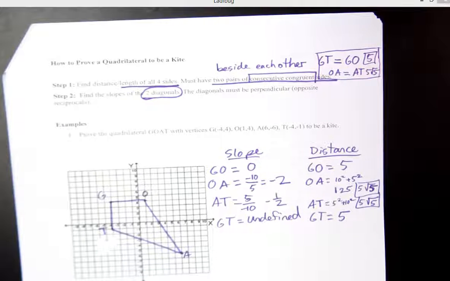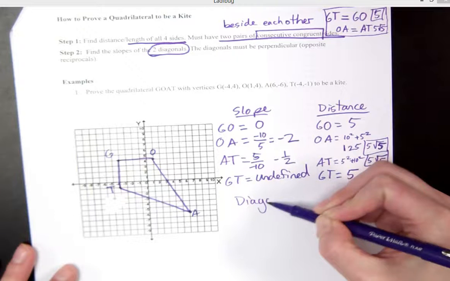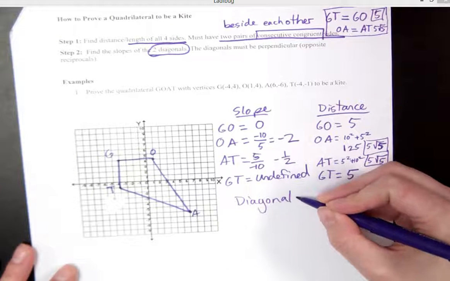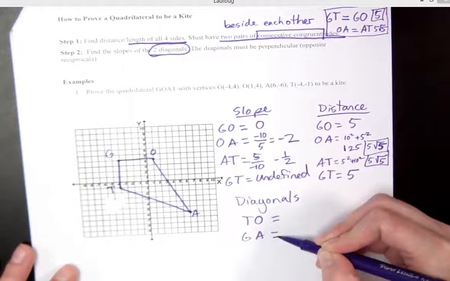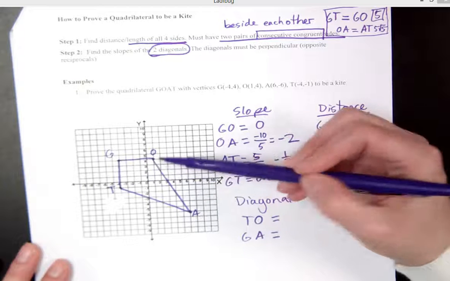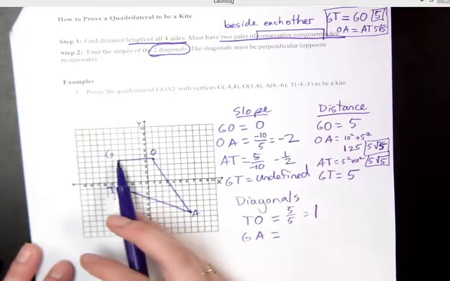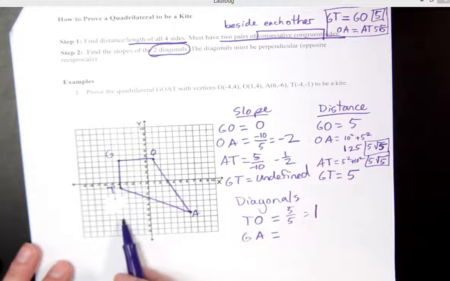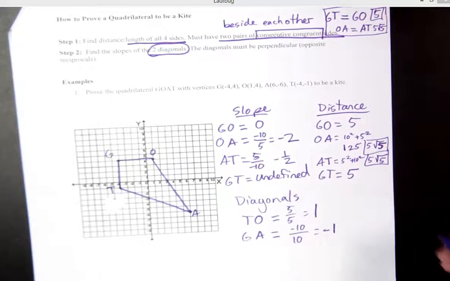Alright, what do I need to find next? Yeah, my slopes of my two diagonals. So my two diagonals would be my TO and GA. And so to find the slope of them, I just have to count. From T to O, I go up 5 over 5, which is 1. And G to A is down 10 over 10, which gives me -1.